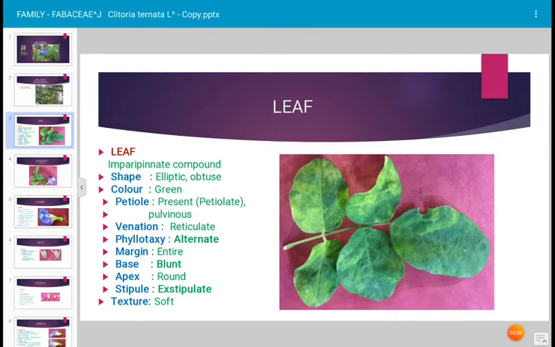And next, stipule. At the leaf base, there is no small leafy structure present at the base of the petiole. Therefore stipule is absent. When the stipule is absent in the leaf, that type of leaf is described as exstipulate in taxonomy. Texture of the leaf is soft. Next slide.